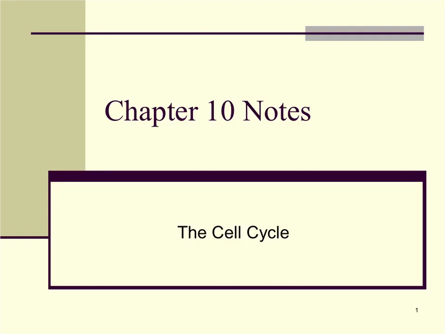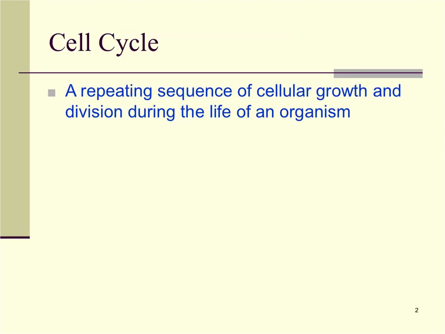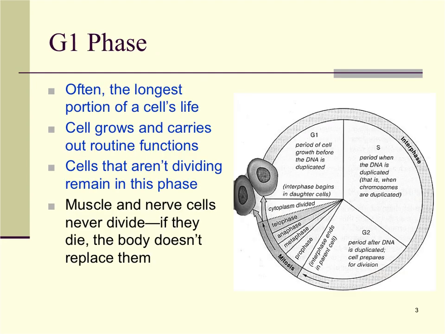In this lecture, we're going to go over the cell cycle, which is how cells do their job and divide. The cell cycle is essentially just a repeating sequence of cellular growth and division that occurs during the life of an organism. The cell cycle is made up of several phases. The first one we'll talk about is the G1 phase. This is often the longest portion of a cell's life.